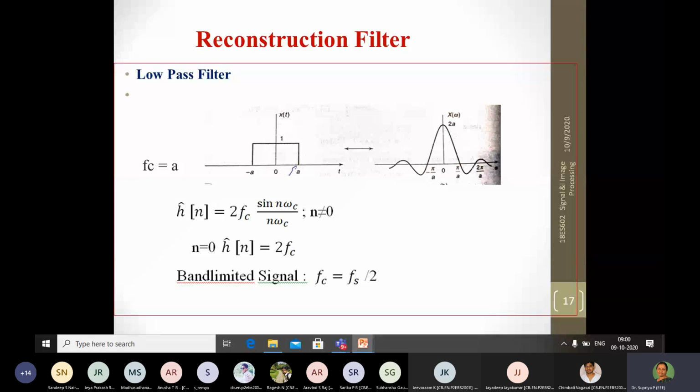The first aspect that we are going to discuss in the reconstruction filter is a low pass filter. A low pass filter is basically working on a specific frequency band, which is retained from 0 to a cutoff frequency, referred to generally as FC. This FC in this particular graph has been chosen to be A. The amplitude of a low pass filter under normal cases is 1 in the time domain.